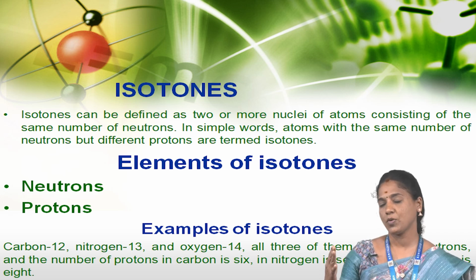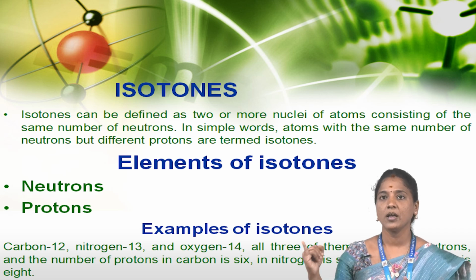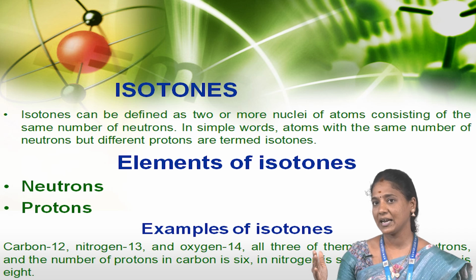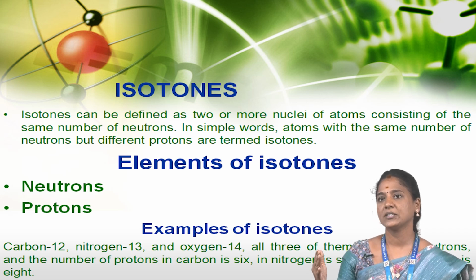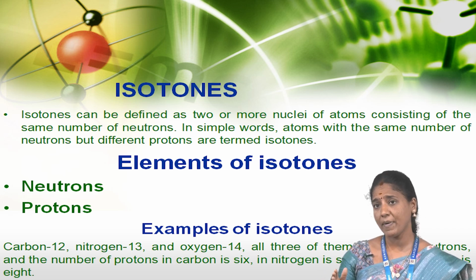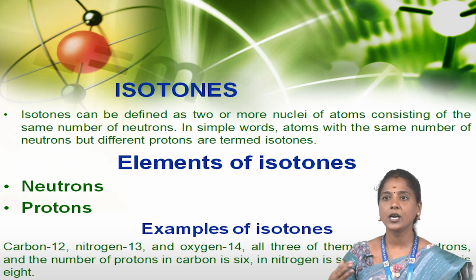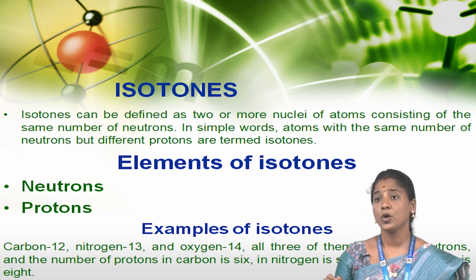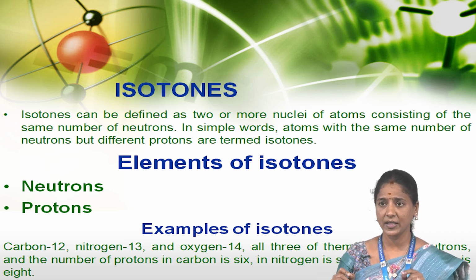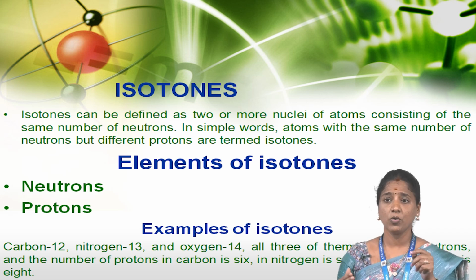Next, the elements of isotones. First one is the neutron. Neutrons were discovered in May 1932 by the English physicist James Chadwick. It is a newly found fundamental particle with no charge. It means that these particles carry neither positive nor negative charge. They are neutral in charge, so he named them neutrons. In simple words, they are a kind of subatomic particle with no charge.